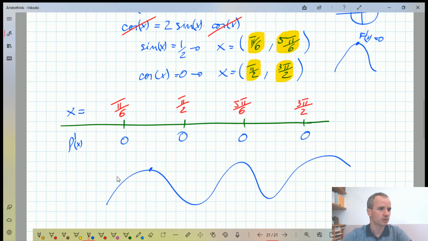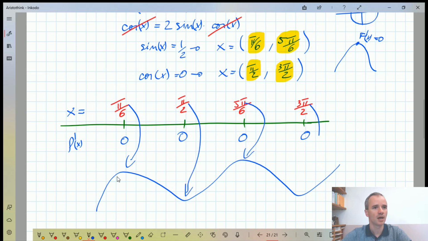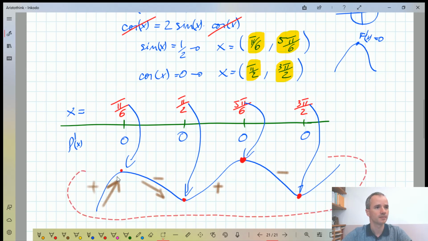Those points are 0. We found them. Oh, that point is actually like this. I'm sorry, let me make it. It's not going to be exactly this. That point is this one, that point is this one, that point is this one, and that's this one. Those are the points that have the derivative 0. But now I need to know if this is going to be positive, negative, negative, positive. I have to know if this is going up or going down. I have to study this now. So that is what I'm going to do.